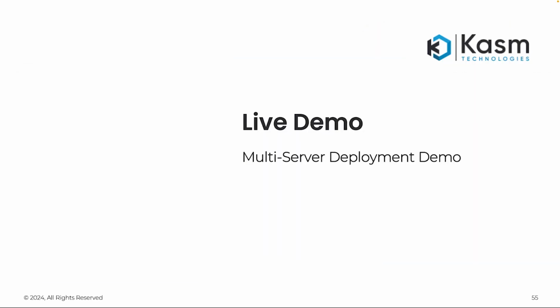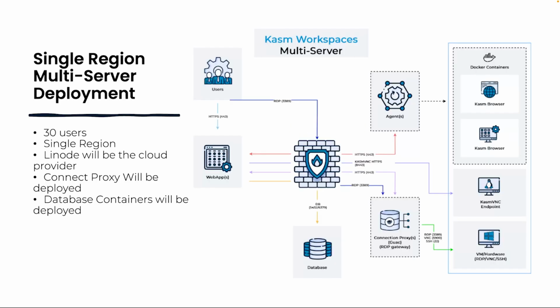Now it's time for our live demo of a multi-server deployment. Our scenario for this deployment is simple. We're targeting, again, a single region multi-server deployment, targeting 30 users. Linode is going to be our cloud provider. We are going to deploy out a couple of connection proxies. Additionally, for our databases, we are going to be leveraging the native Dockerized containers of Postgres and Redis that Kasm will deploy for us during install. We're not going to be consuming any existing databases, nor any sort of cloud provided service for a database.